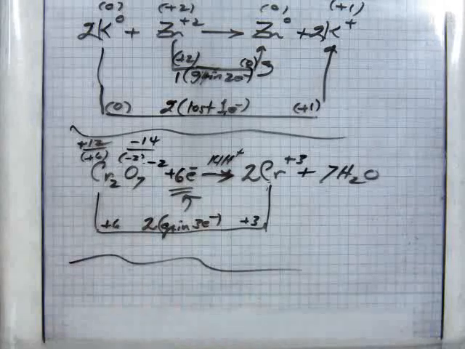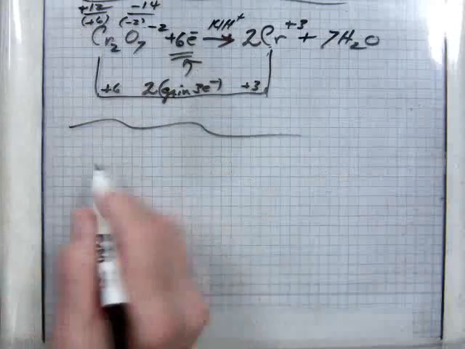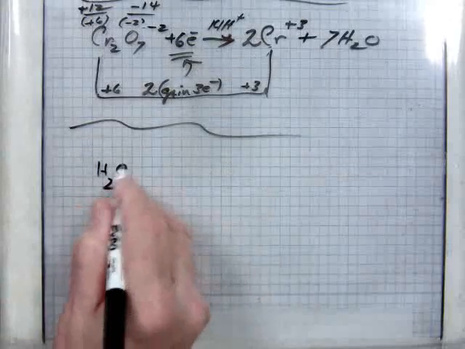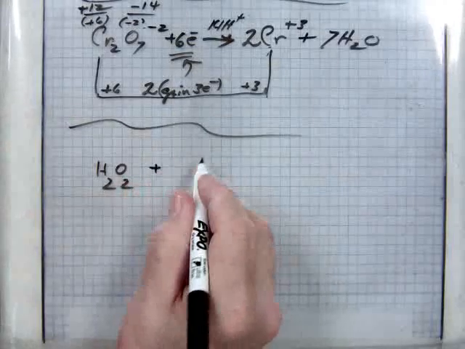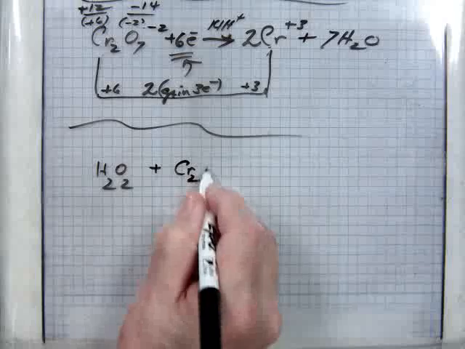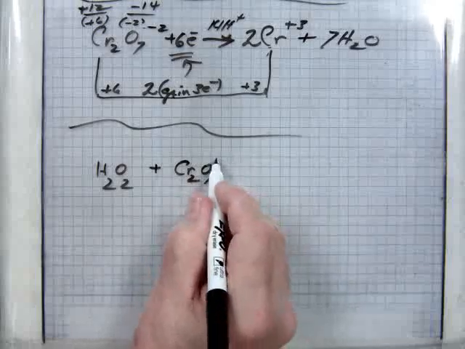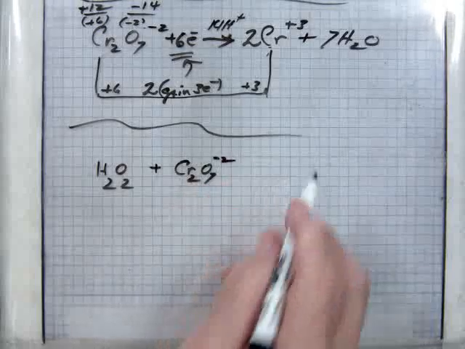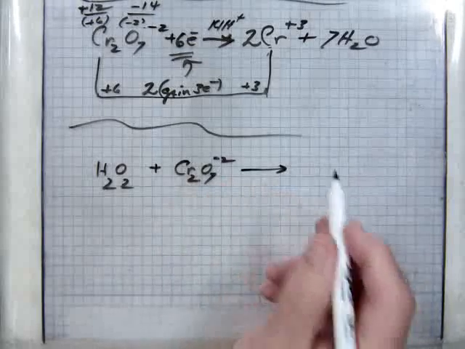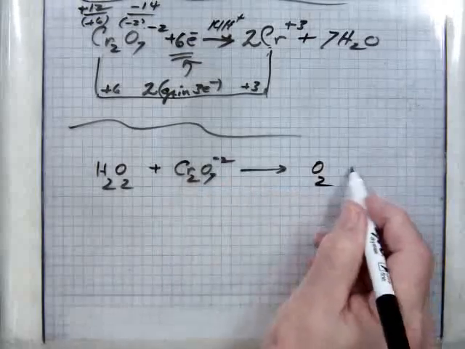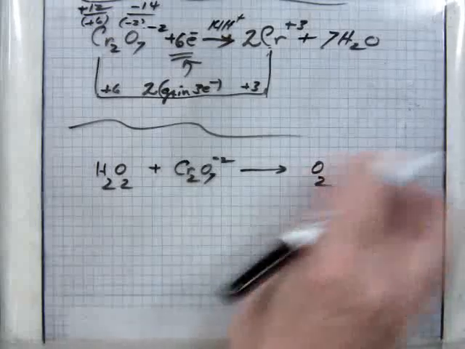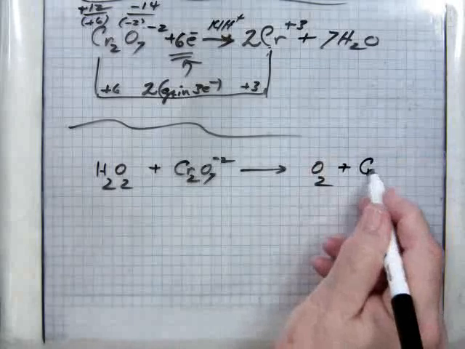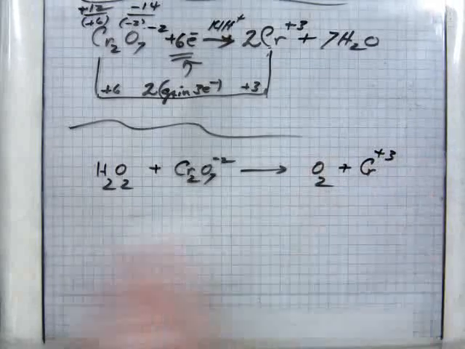Okay, so we have an H2O2, and that's plus dichromate, and that's going to oxygen plus chrome 3. Over a little bit, like that. So what do we do first?